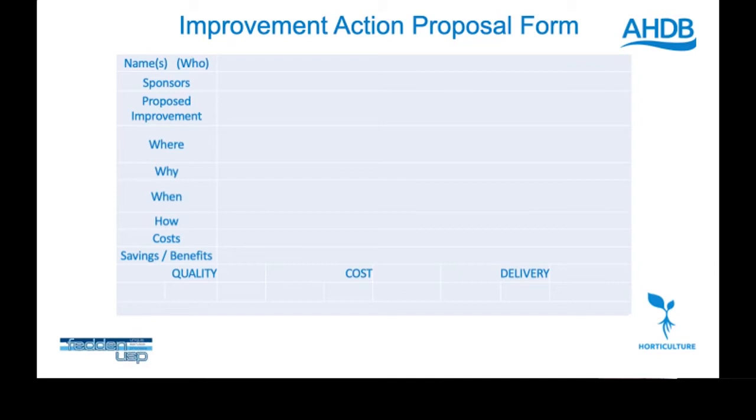So the example we saw from the pack house, I think it was Danny, was a great example of this form being completed to show the benefits of carrying out improvements and what potential benefits it could deliver. So it's just a way of articulating up front what you think the benefits of the trial are going to be. Okay, so that's the improvement action proposal form.